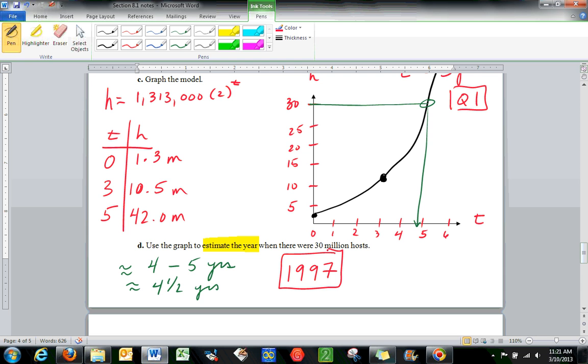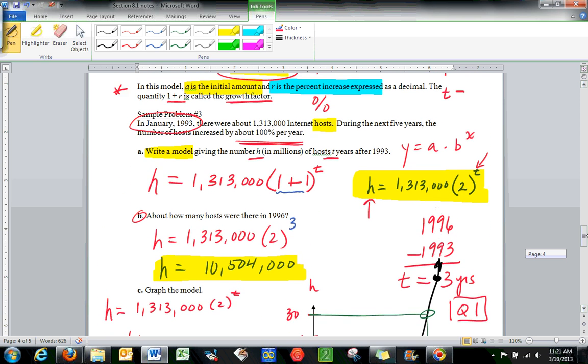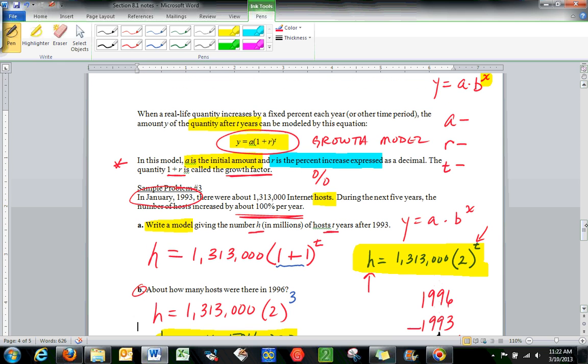So that is a look at all of the different types of questions and parts that we could ask you using this new growth model. Very important that you learn that, to memorize y equals a times 1 plus r to the t power. Alright, and that concludes our lesson on the growth model. And we'll look at this in more detail in the next video again.